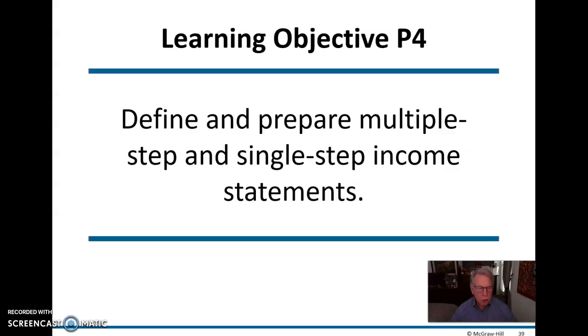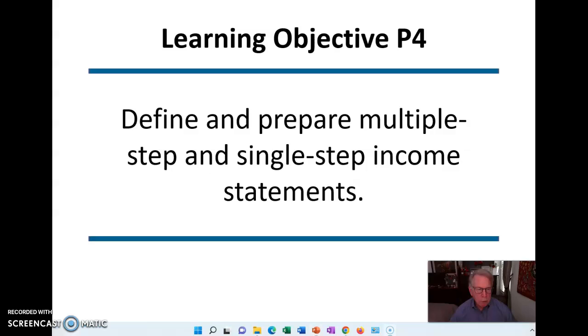All right, let's take a look at preparing multiple step and single step income statements. Here, I'll move this down a little bit. Can I do that? Maybe not. Okay. Here, we're going to look at these multiple step and single step income statements.